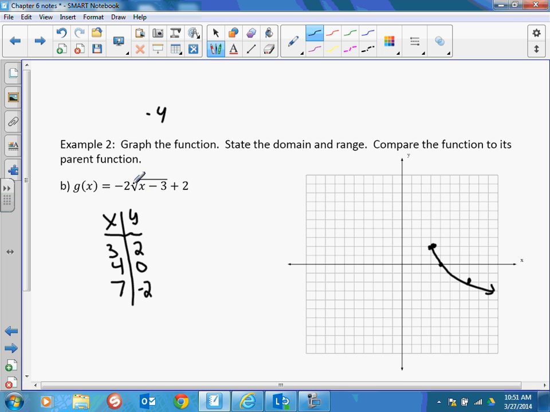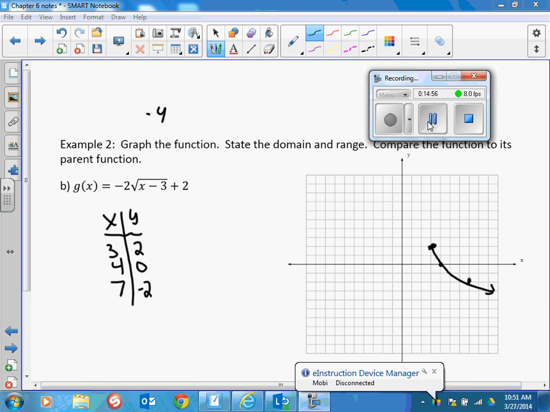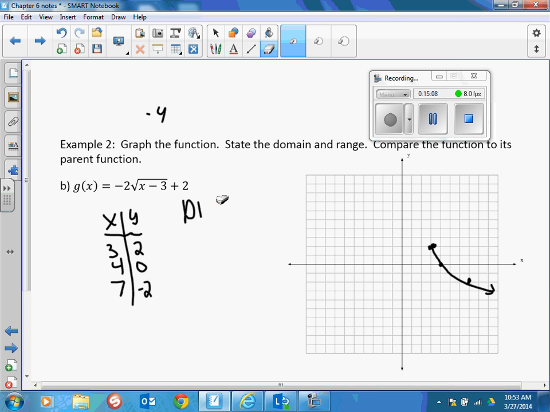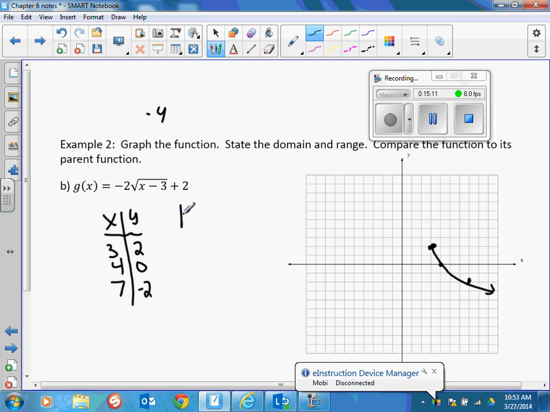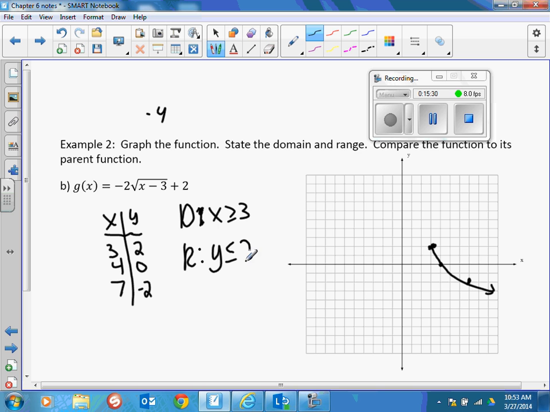Okay, state domain and range. Well, square root has restrictions. In this one, 3 is our smallest x, and it gets bigger from there. So the domain is going to be x is greater than or equal to 3, because that's our smallest x. It gets bigger from there. Our range is going to be, notice how it starts at 2 and then it gets smaller, and the graph is going down. So it'll be y less than or equal to 2.